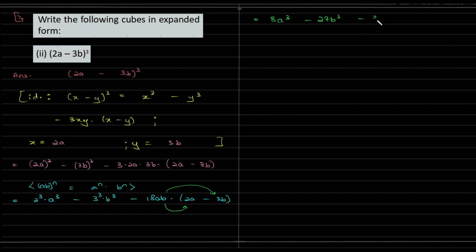2s are 36. ab into a is a square, 36 a square b. Next term, minus into minus is plus, this is 54 ab into b is ab square, and that's your answer. Again, it's important to try. It's okay to be wrong. It's very important to try.